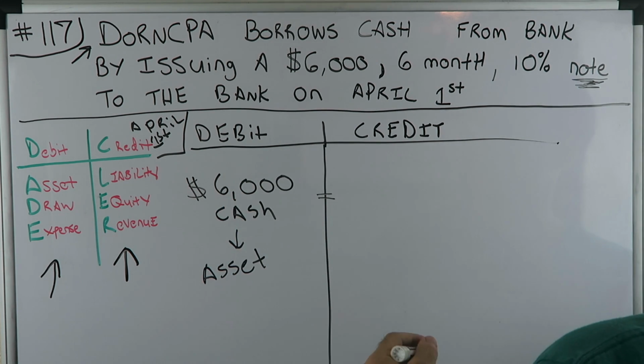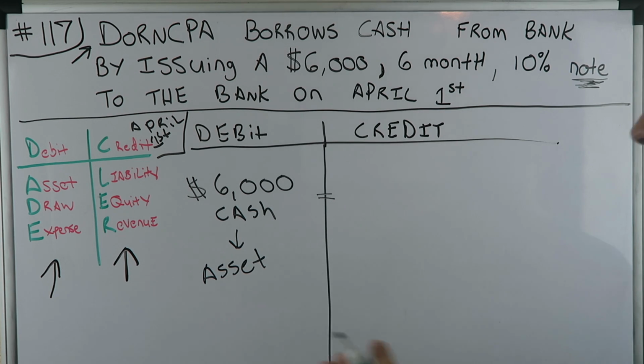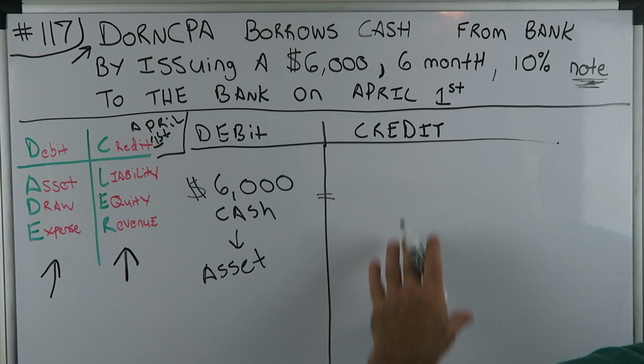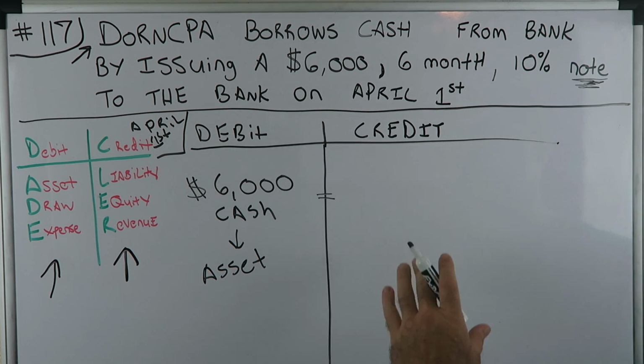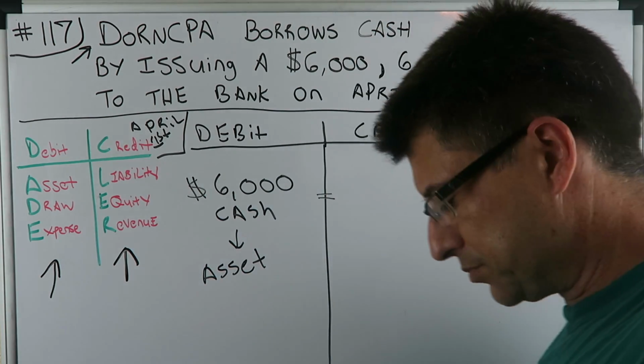So let's write that down. Does that make sense? We have a note payable. We didn't have any note payable before. Now we're going to put a note payable on the books, for $6,000. So we're going to have an increase in a note payable. What is a note payable?